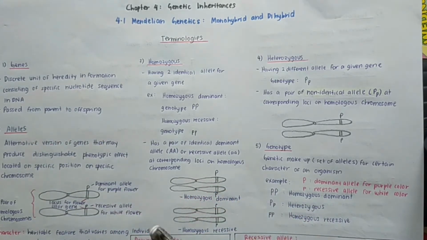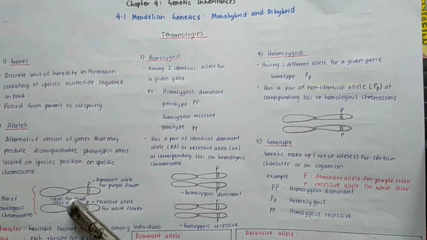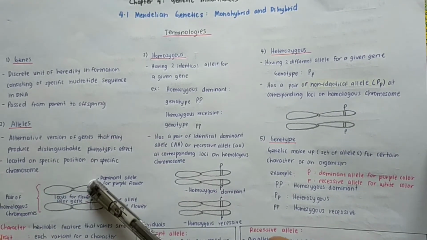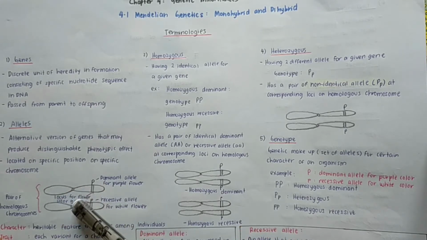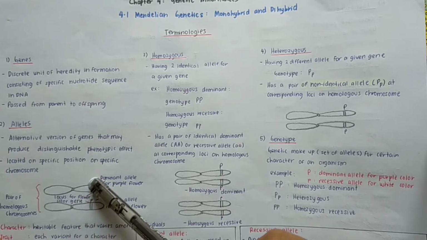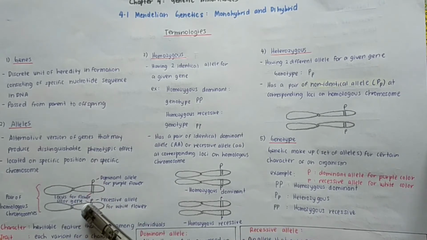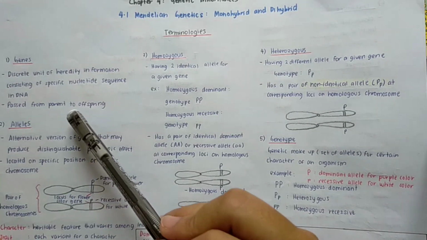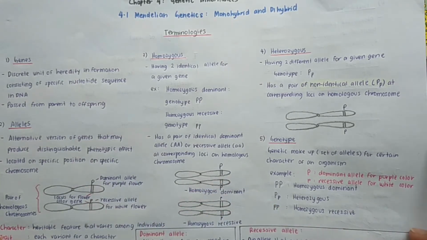So kalau kita tengok dekat sini for the example, based on this diagram, this is the chromosome, which means that both of these are actually a pair of homologous chromosomes. Right here is the locus. So locus di sini dia akan represent the locus for flower color genes. Ni sebenarnya kita refer kepada dia punya genes lah, and then these genes can be controlled either by dominant allele or recessive allele. And if you look at the genes, it can be passed from parent to the offspring.